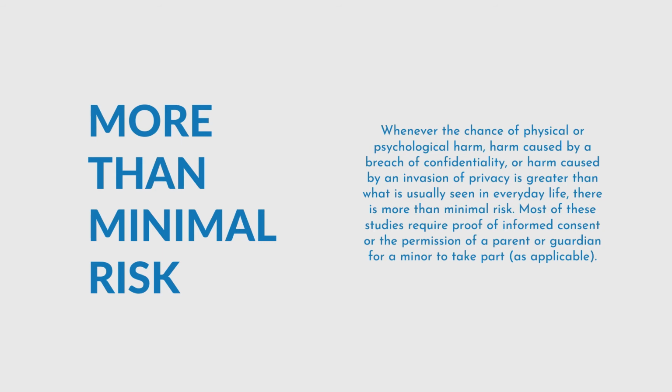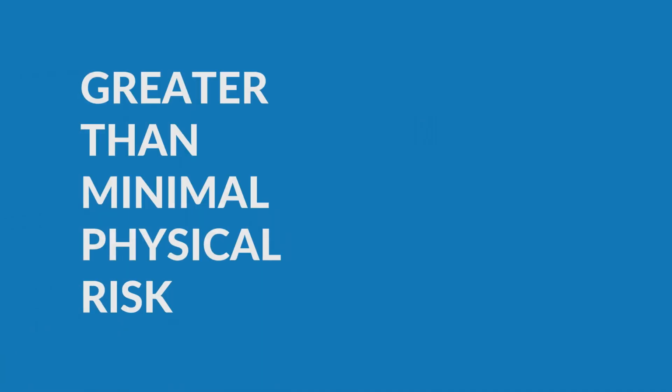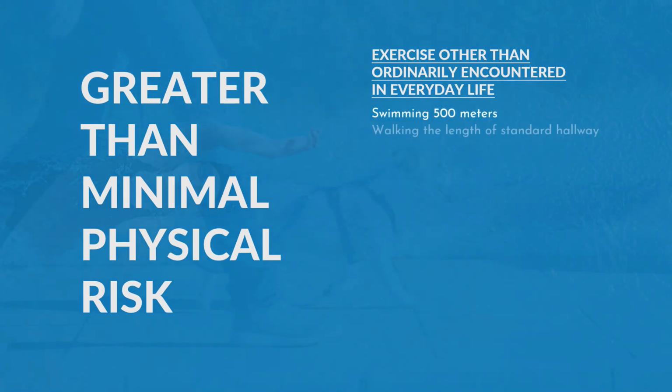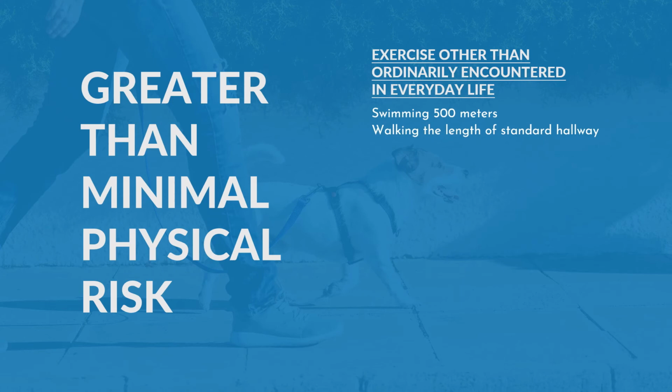Most of the studies require proof of informed consent or the permission of a parent or guardian for a minor to take part. These are the examples of greater than minimal physical risk. Exercise other than that ordinarily encountered in everyday life by that participant would be considered more than minimal risk. Examples: swimming 500 meters and walking the length of a standard hallway. For most healthy participants or for a varsity player, this activity could be considered minimal risk. But for the general, elderly, or someone recovering from surgery, this might be considered more than minimal risk.